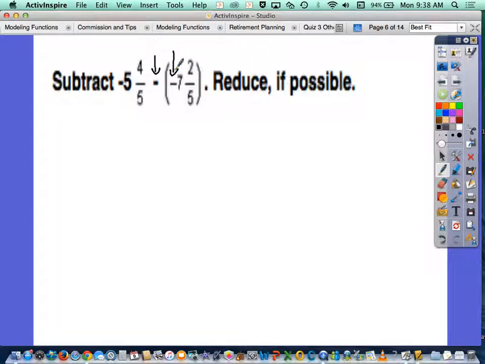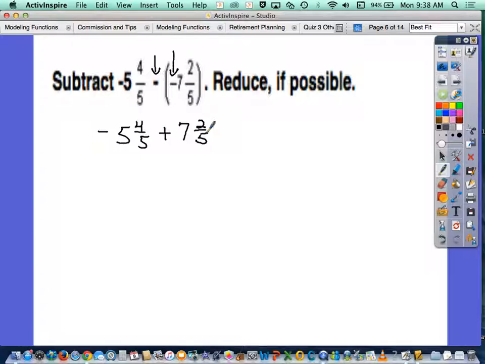Why am I emphasizing that? Because that's adding the absolute values. So negative 5 4/5 plus 7 2/5. Subtracting a negative is adding a positive. But now we're adding and the signs are different, so it's still going to be positive.